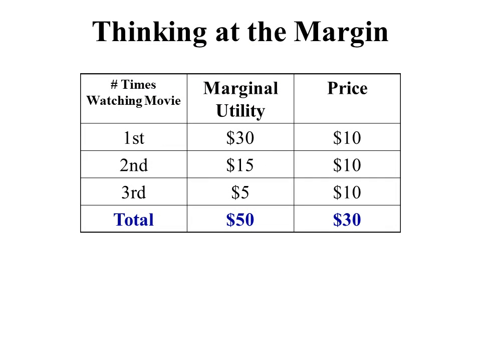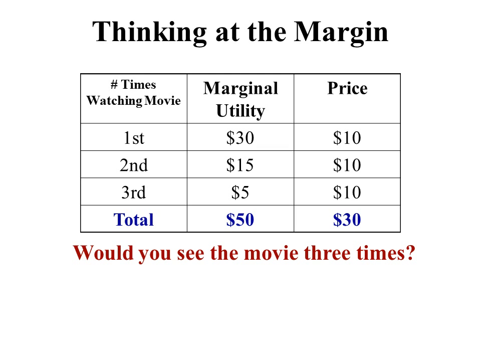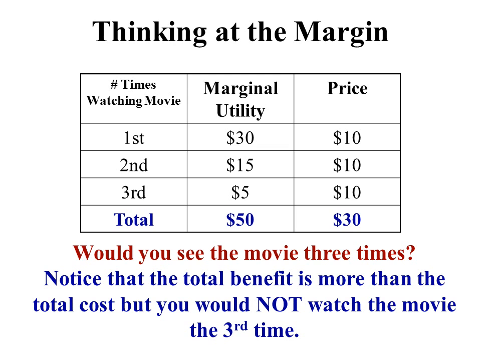We've got the number of times watching a movie here, the marginal utility, and the price. Would you go see the movie 3 times? Well, you get $5 worth of additional marginal utility when you go see it the 3rd time. So notice that the total benefit is more than the total cost, but you would not watch the movie the 3rd time. Even though the benefit is greater than the total cost, by the time you get to that 3rd time, you really don't want to go there.